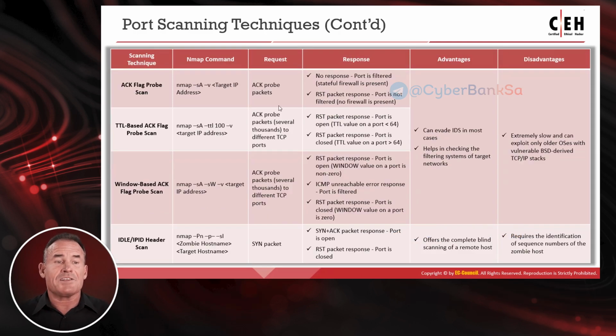All right, additional scans, the ACK flag probe scan. Okay, this gets into potentially mapping out firewall rule sets. So I expect an RST packet response. If I don't get one, that port is filtered. You have a stateful firewall or firewall in general that's blocking the response traffic.